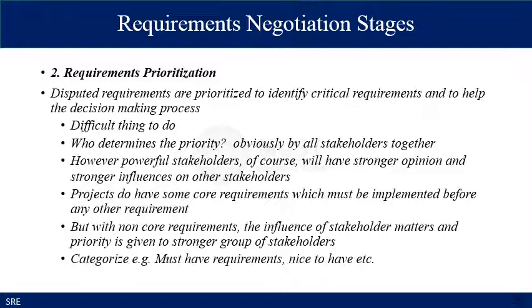When the discussions are done, you move to the requirement prioritization step. In this step, disputed requirements are prioritized to identify critical requirements and to help the decision-making process. It is a difficult thing to do because you have to identify who determines the priority, obviously all stakeholders together. However, powerful stakeholders, like in any organization, of course, will have the stronger opinion and stronger influence on the stakeholders.